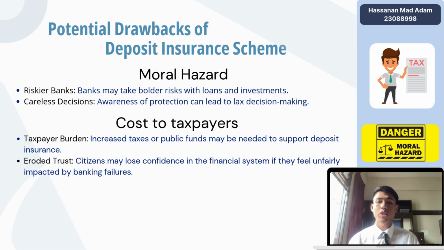For banks, deposit insurance can create a moral hazard. Knowing depositors are protected, banks might take riskier steps, investing in high-stakes ventures or approving loans without due diligence. After all, if things go wrong, it's the insurance scheme, not the depositor, that bears the initial brunt. This can lead to careless decision making, increasing the likelihood of financial instability.